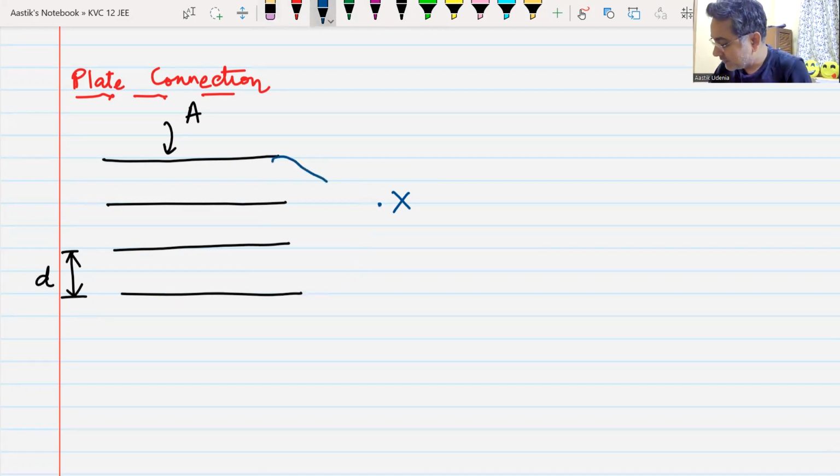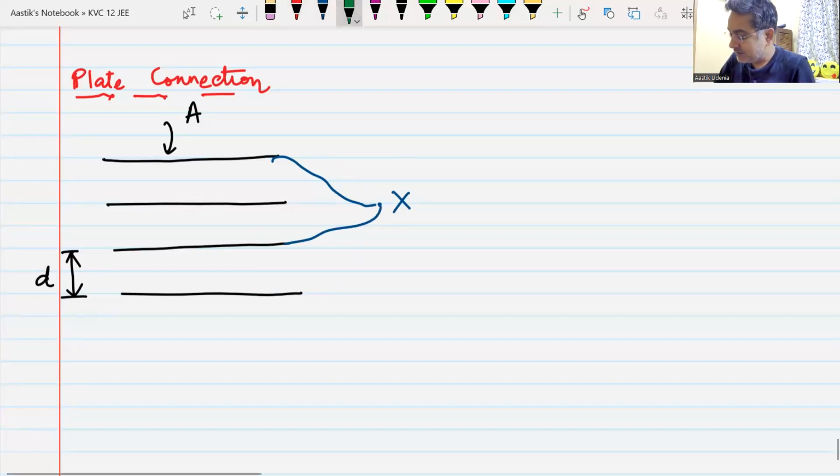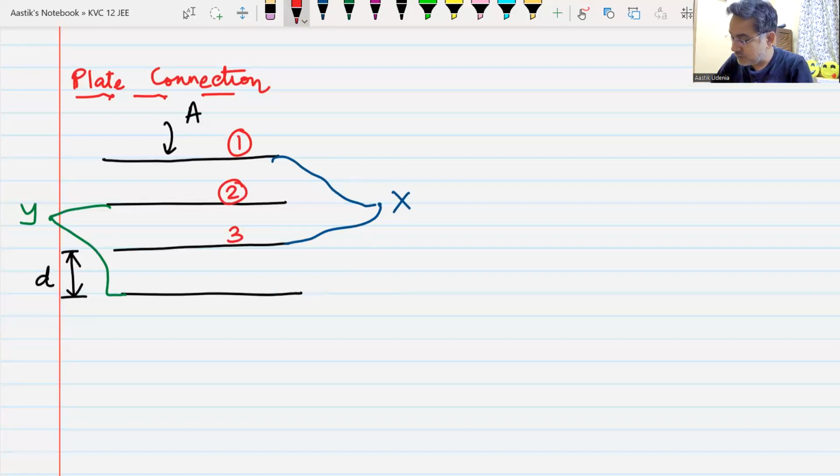Okay, they will connect the plates. Let us say this plate and this plate are connected to this point X, and this plate and this plate are connected to the point, let us say, Y. If I name these plates 1, 2, 3, and 4, they will connect the plates to each other in different ways. Here, plate number 1 and 3 are connected to point X. Plate number 2 and 4 are connected to the point Y. And then they will ask you to find out the effective capacitance between X and Y. How are you going to solve this question?